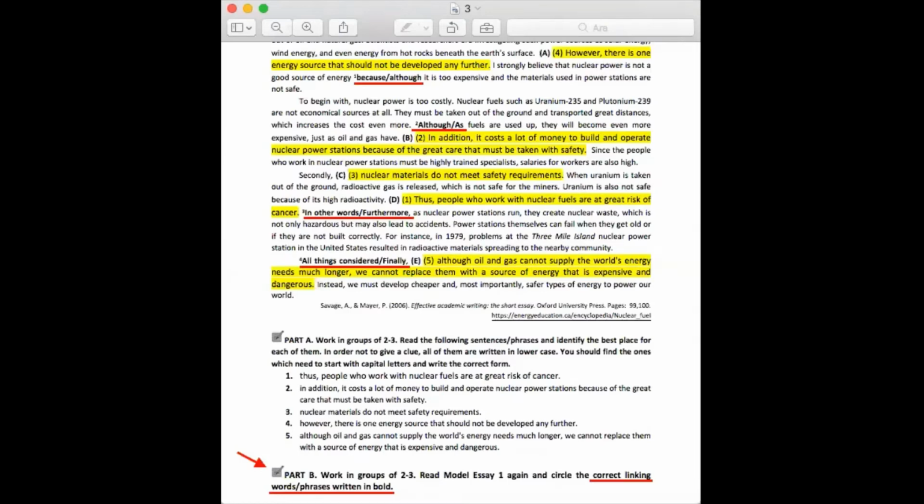In part B, you're supposed to read the essay again and circle the correct linking words or phrases written in bold. Now pause the video again and try.